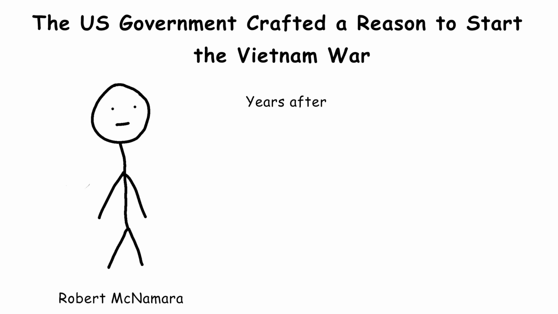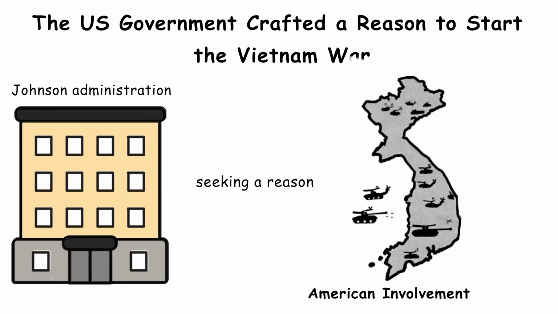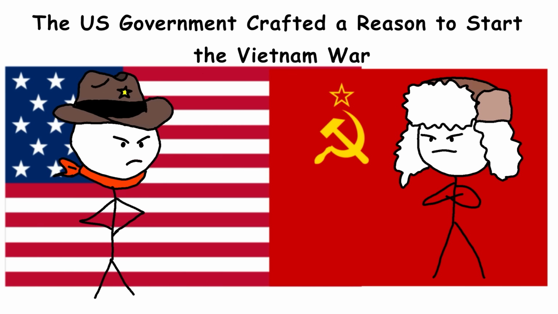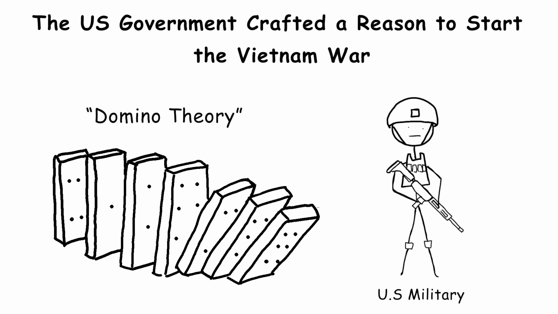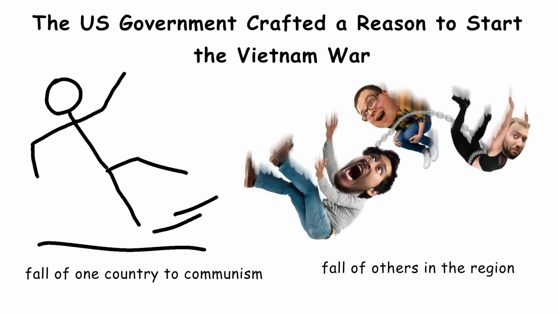Vietnam. Years after the incident, Robert McNamara, the Secretary of Defense during the time, admitted himself that the August 4th attack had never occurred. The Johnson administration was probably just seeking a reason to escalate American involvement in Vietnam, as Cold War tensions increased, and the domino theory made its way through the US military, which said that the fall of one country to communism would lead to the fall of others in the region, causing more fear.